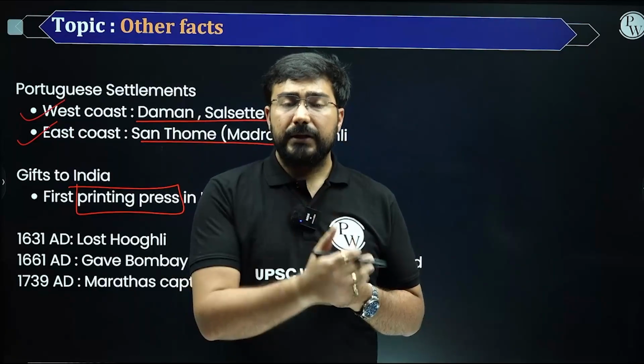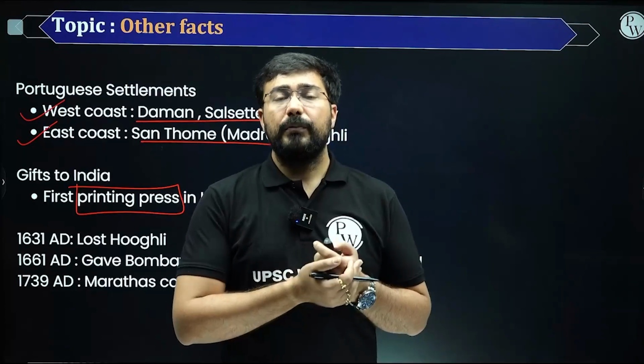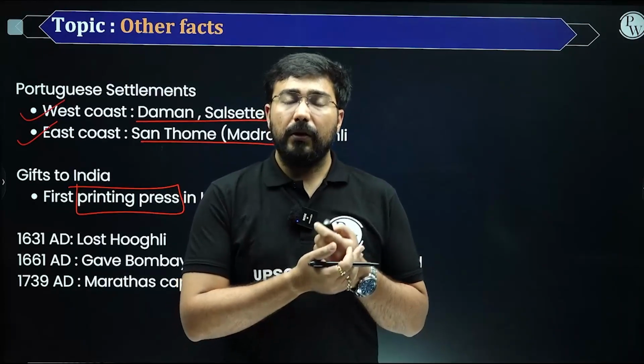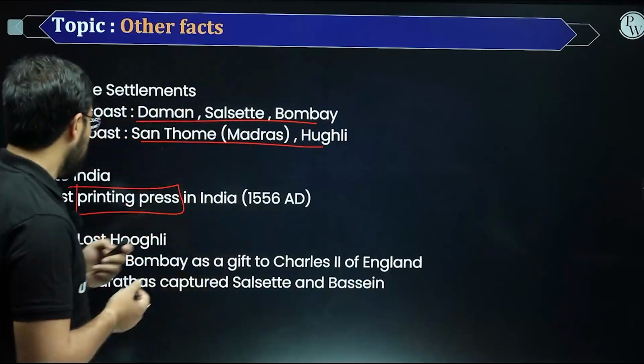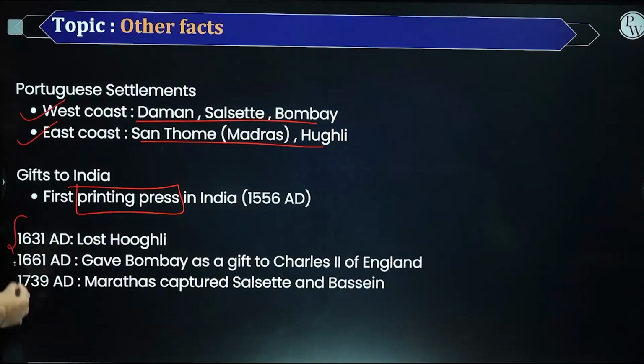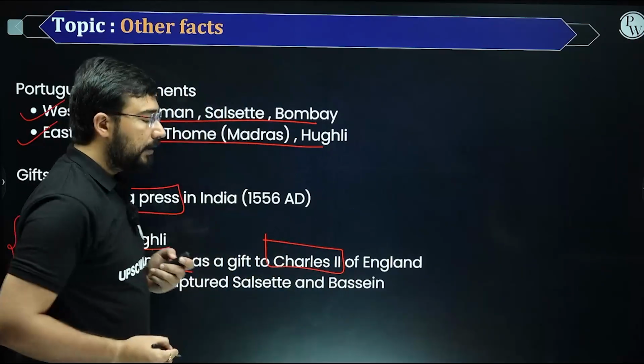So starting from the 16th century all the way till the 20th century, it was just about the knowledge of the printing press, which increased the knowledge base across the world, and they were the ones to introduce the printing press in India. Then by 1631 they lost Hooghly. In 1661, Bombay was given to Charles II of England in dowry.